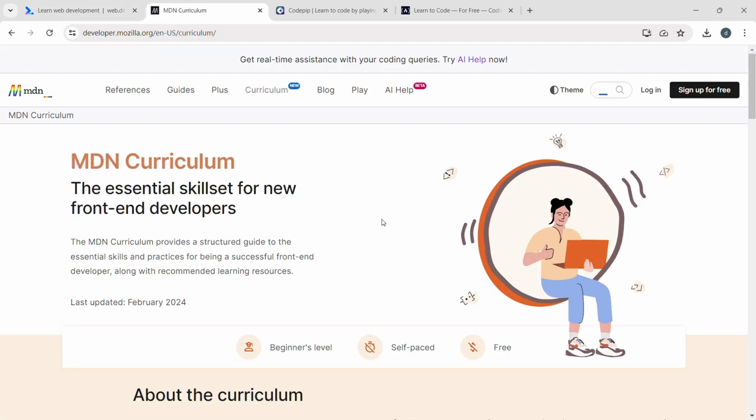The second resource we'll be talking about is MDN Curriculum. MDN Curriculum provides recommended learning resources to become successful at front-end development.